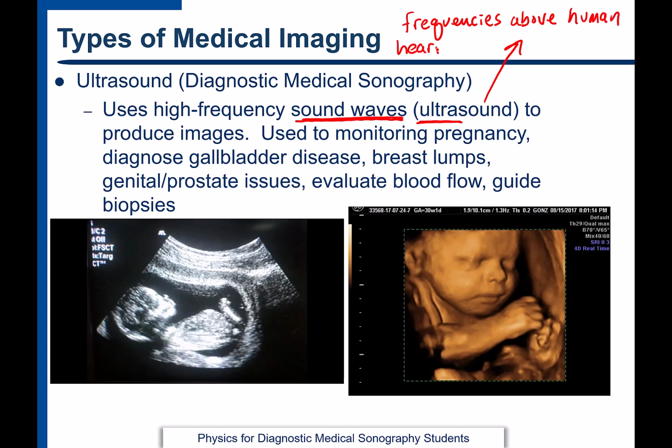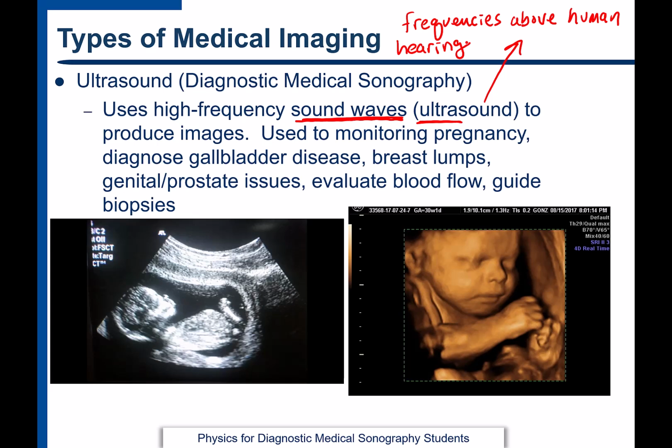Later on in the course we'll talk about the range of human hearing and what frequencies that we can hear, but the sound waves that are used to form images with ultrasound are at frequencies above what we can hear. So if you have an ultrasound transducer and you're using that to produce an image, you're not going to hear a sound because it's above the frequency that humans can hear.